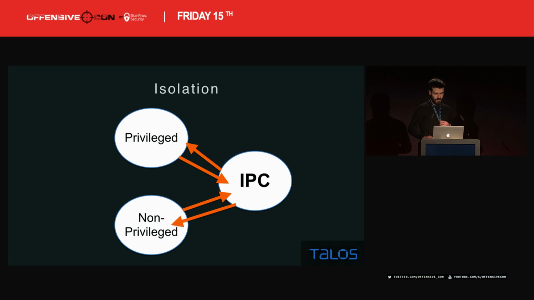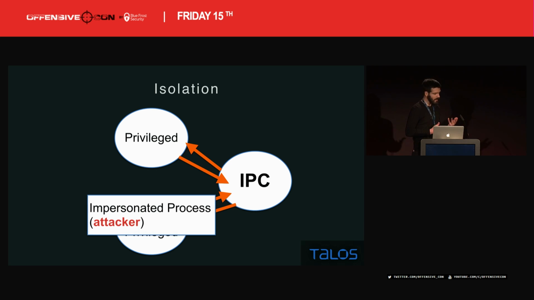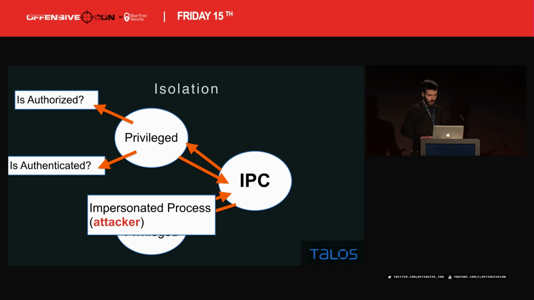What we're talking about here today is this idea of what if an impersonated process or an attacker was able to communicate with inter-process communication? What this is going to lead to is the privileged process now needs to verify, is the person authorized and are they authenticated? For example, for a Safari process, you don't want random clients being able to reach out to Safari's privileged inter-process communication channels and communicate with them. And so that would be an authentication issue.